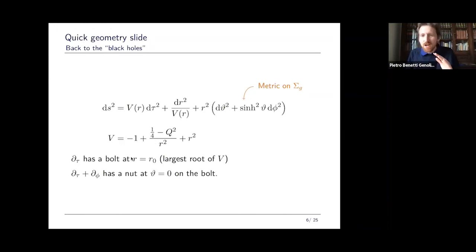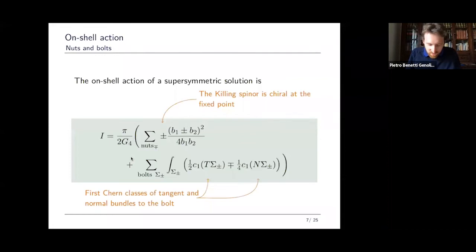Given that you now know everything that is needed, let me give you the physics. We showed that the on-shell action for any smooth supersymmetric solution to the supergravity that we were finding, which is just Einstein-Maxwell with a cosmological constant, can be expressed in terms of topological data at the fixed point sets of the Killing vector constructed out of the Killing spinor. Remember that any supersymmetric solution has a Killing vector, so it has an isometry, and it may have fixed points.